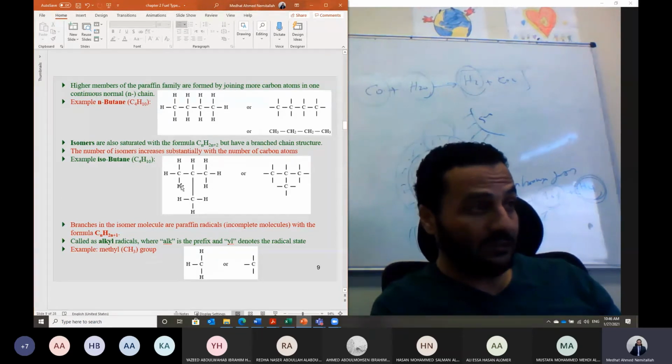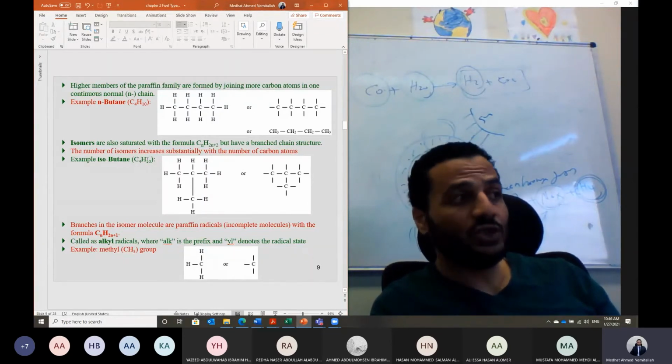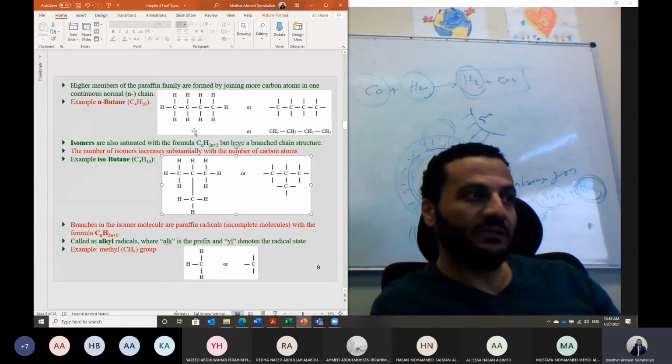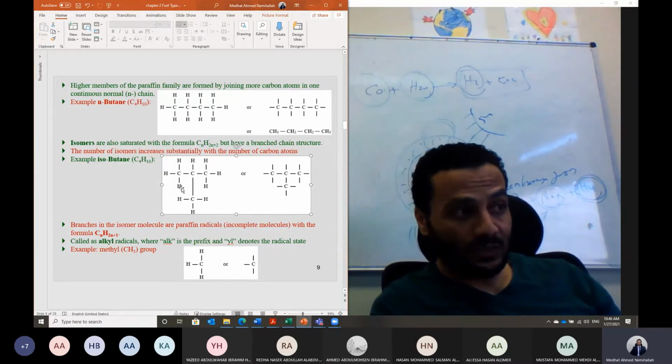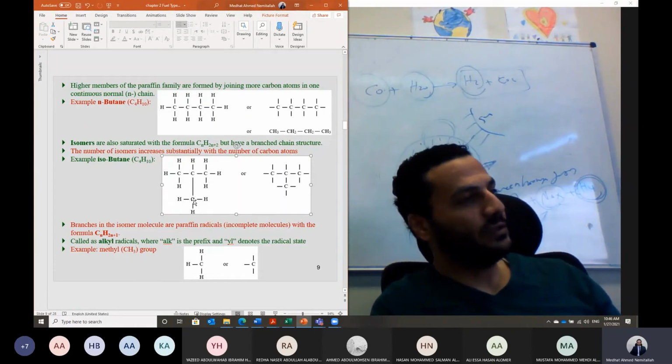If you count the number of carbon atoms and hydrogen atoms, you will see that they are the same, C4H10. But look here, the structure here is different from the structure here. Still, it is a chain structure, but in this case, we have a methyl group connected to the fuel.